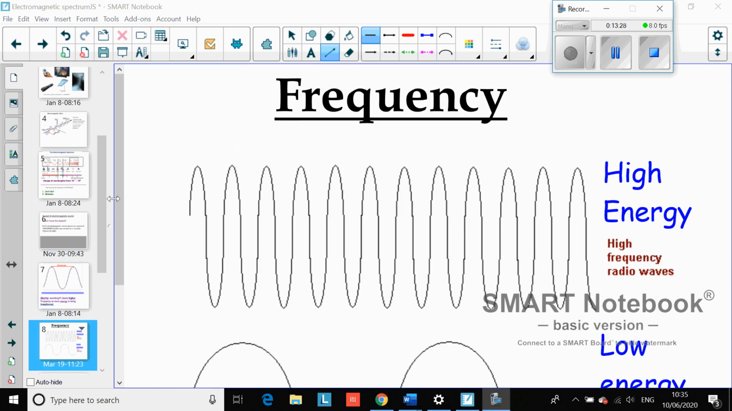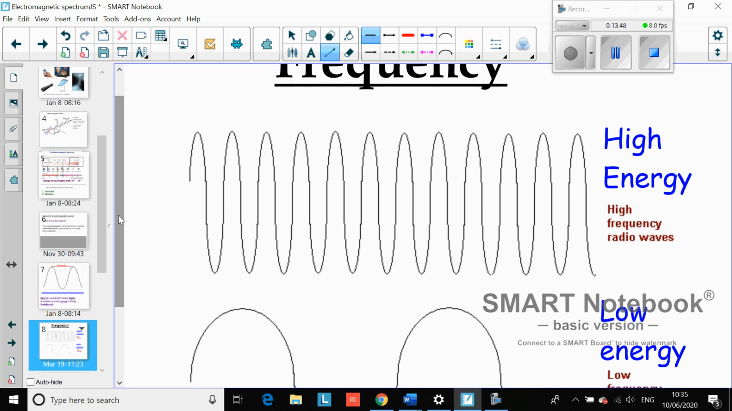Okay, so a little bit of knowledge for you. Essentially, frequency is basically how frequently waves occur. So basically, how many waves do you get per second? Waves with a short wavelength have a high frequency. Now, remember, each wave carries energy.